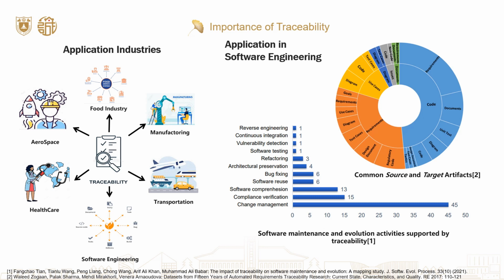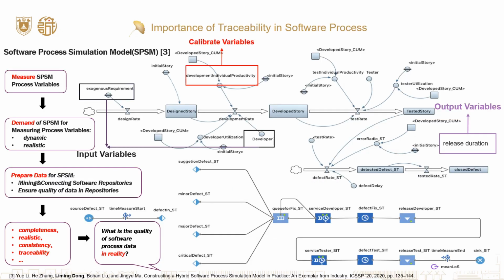Ideally, the software system should be able to trace different source and target artifacts, such as requirements to design, documents, test cases, and source code. Software traceability can also support software maintenance and evolution activities like change management, software reviews, software defect prediction, and so on. My research is about software process, and specifically software process mining and simulation.